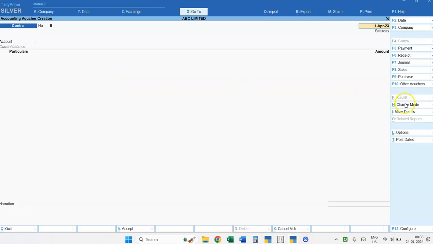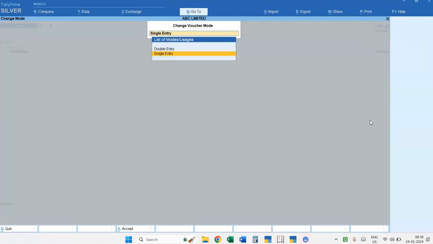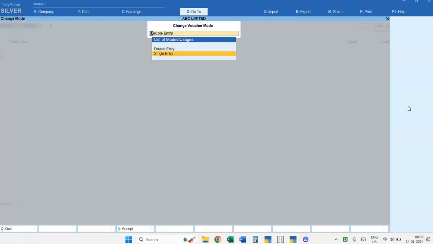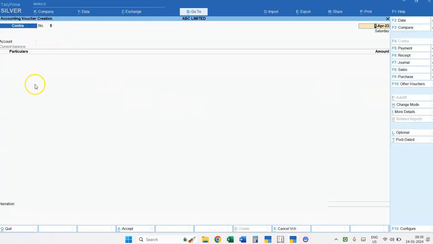I am repeating again how to change the mode for single entry or double entry. On the right hand side you will find the change mode option. You can select this change mode, or you can simply press Ctrl plus H, and you will find the list of modes, that is the double entry as well as the single entry. If you select double entry, you will find this debit credit type of transaction, and if you select the single entry mode, you will find this type of display.